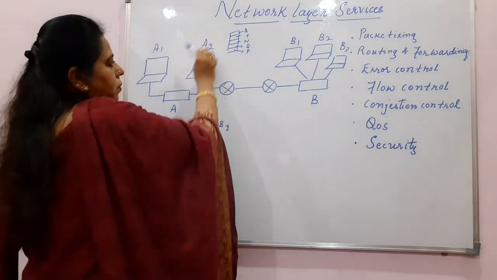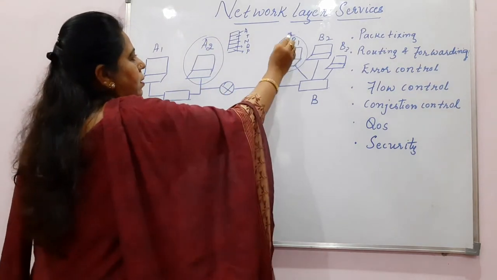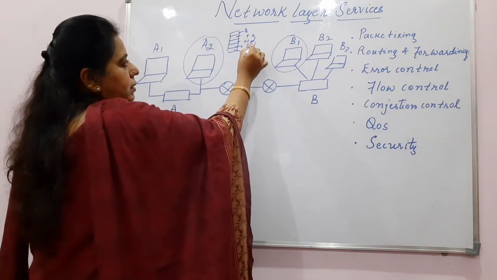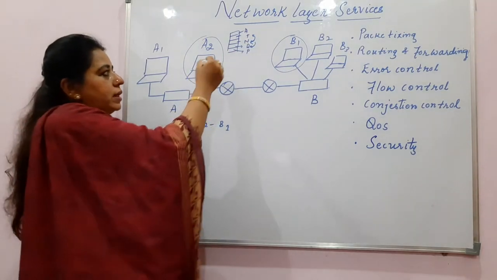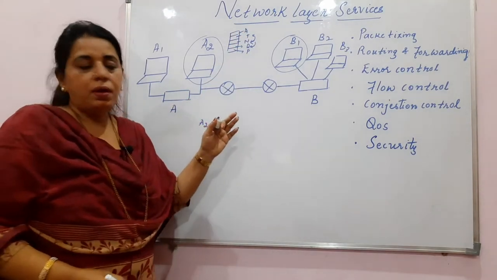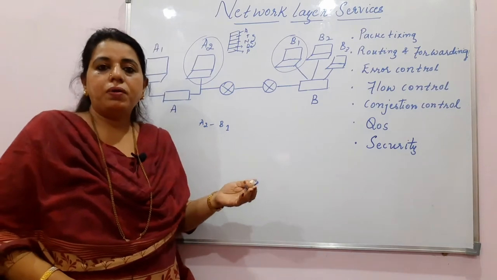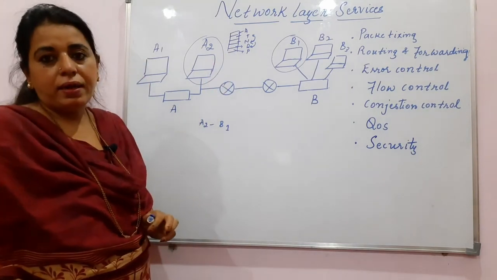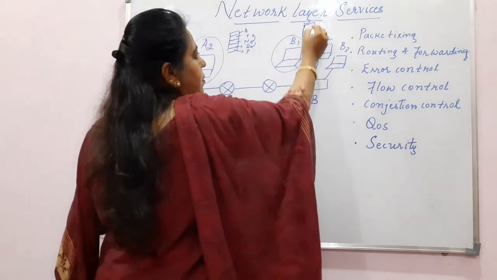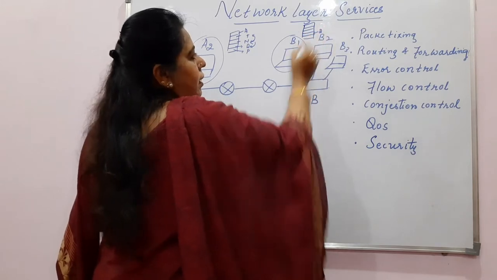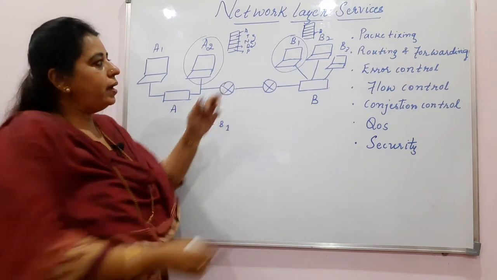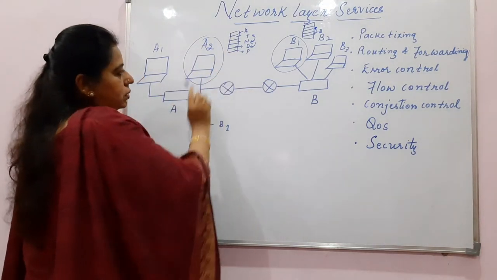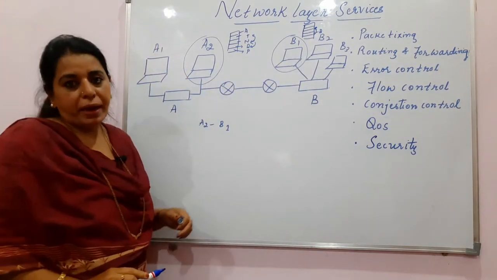So this host A2, which wants to send data to B1, the network layer at A2 will take the data from the transport layer and send the data to the data link layer. When sending the data, the function is packetizing. What exactly do we mean by packetizing? It encapsulates the payload, adds the source address and the destination address, and sends it to the data link layer. The data link layer at the receiver side will decapsulate the payload and send the data to the network layer. So this encapsulation of the data at the source and decapsulation at the destination is called packetizing.